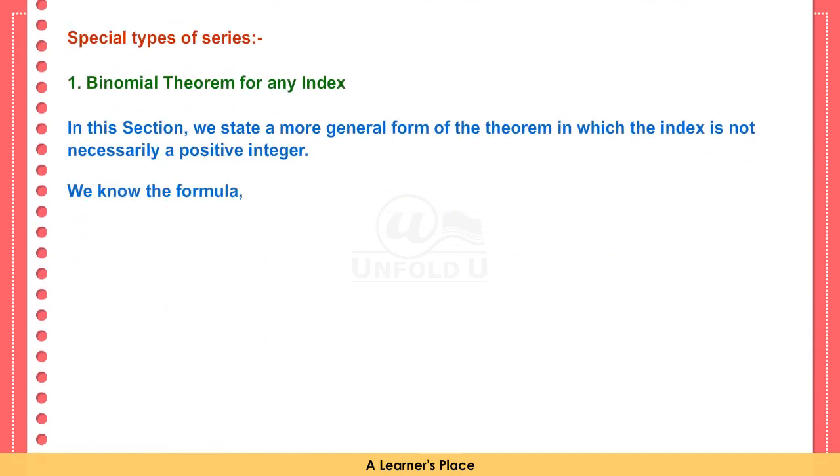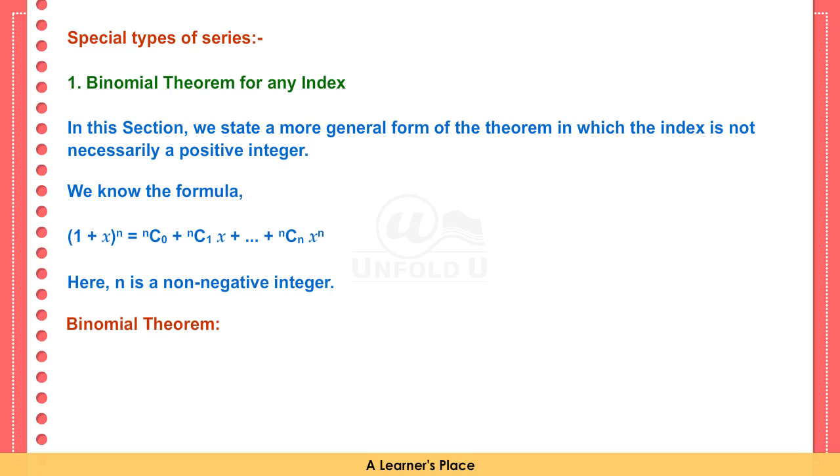We know the formula. Here, n is a non-negative integer. Observe that if we replace index n by a negative integer or a fraction, then the combinations nCr do not make any sense. We now state the binomial theorem giving an infinite series in which the index is negative or a fraction and not a whole number.